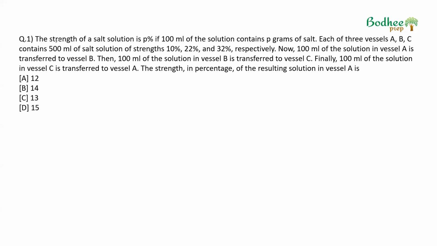it says the strength of a salt solution is P% if 100 ml of the solution contains P grams of salt. Each of 3 vessels A, B, C. There is A with 500 ml of salt solution, B with 500 ml of salt solution, and C with 500 ml of salt solution. The concentration, the P%, is 10%, 22%, and 32% respectively for A, B, C.